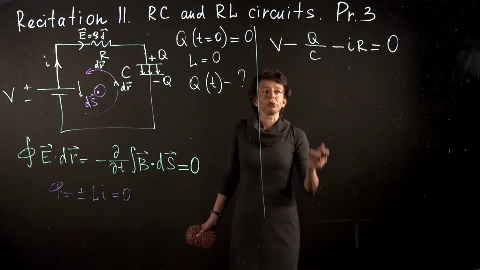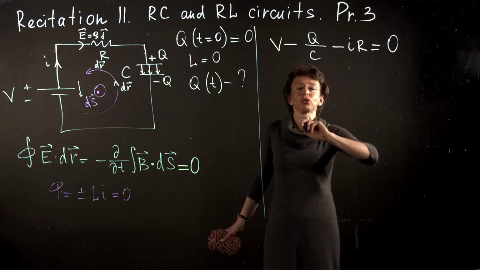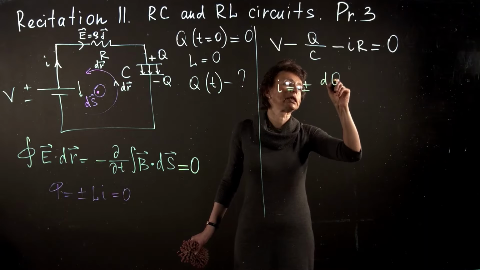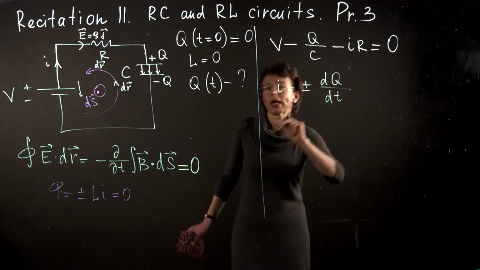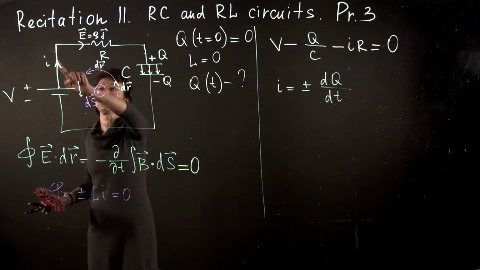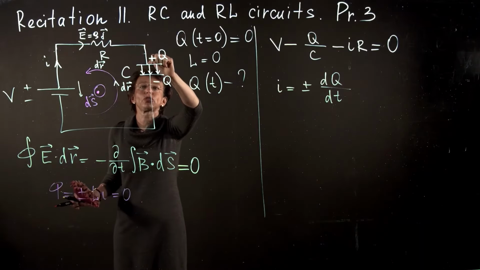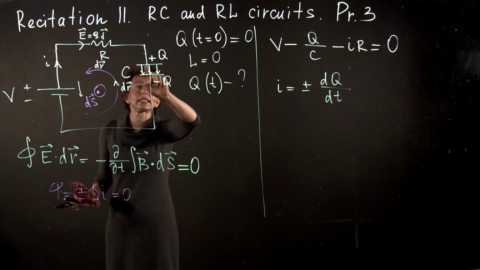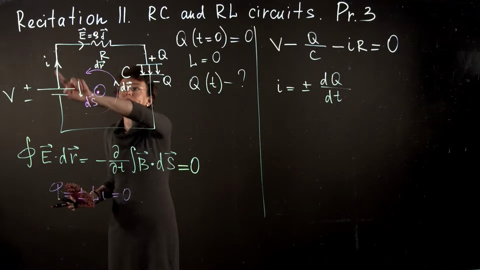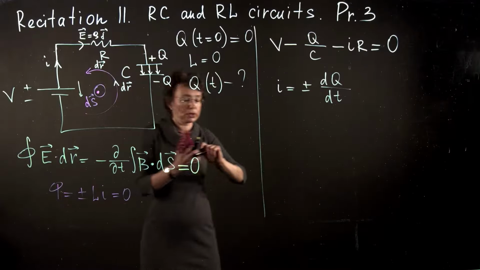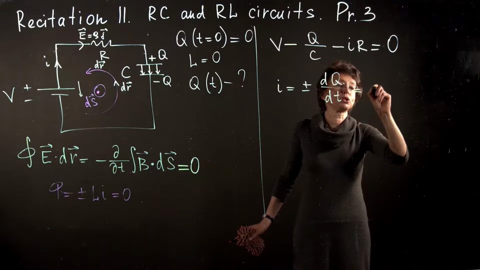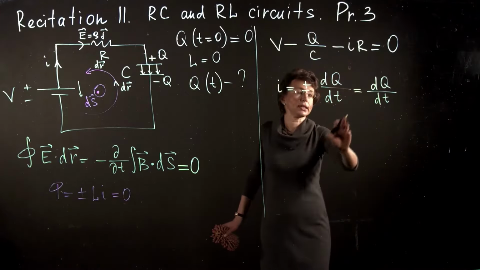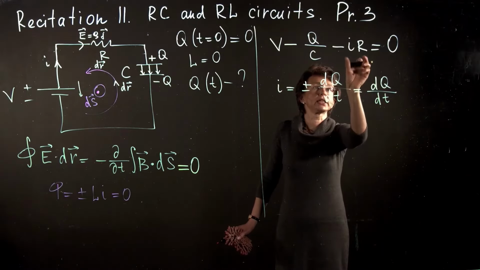We don't like this equation because we have two unknowns, Q and current. We need to relate them. Current is plus minus dQ dt. Which sign do we choose, plus or minus? This current is coming to the positively charged plate of the capacitor. Q increases, derivative of Q is positive since current is coming to the positively charged plate of the capacitor. So we choose plus, dQ dt is positive. I is dQ dt.